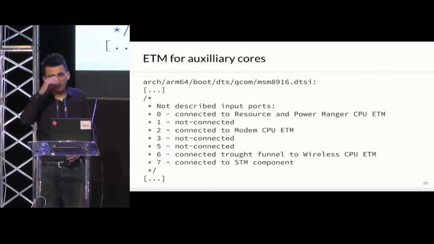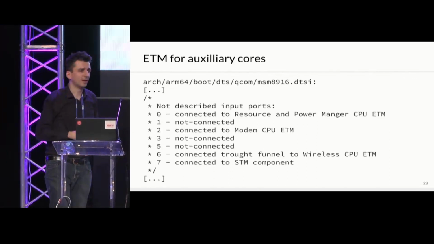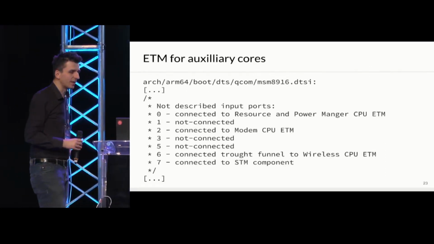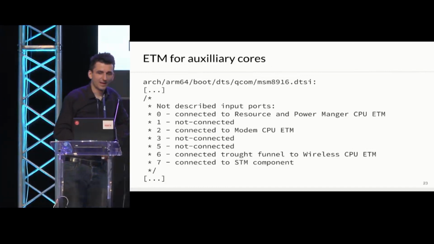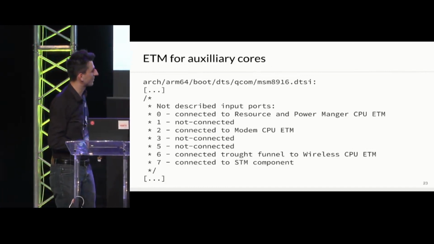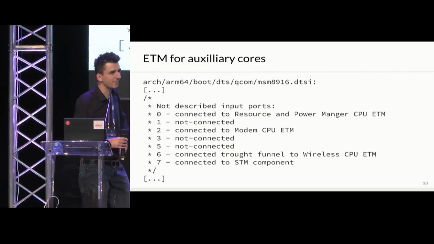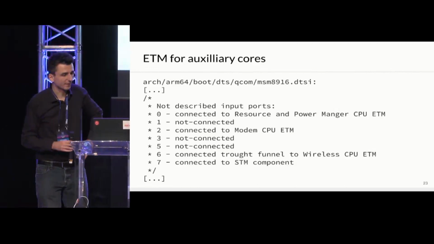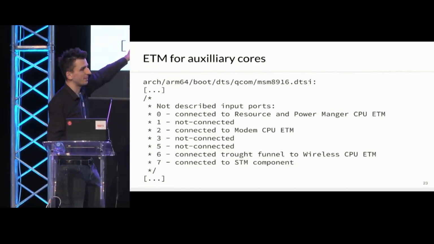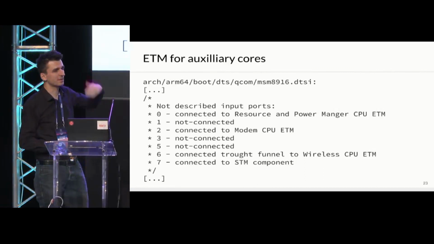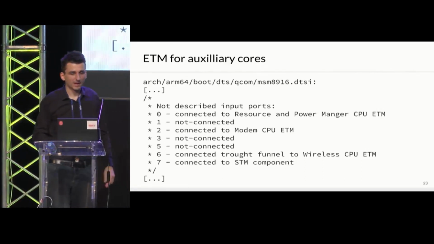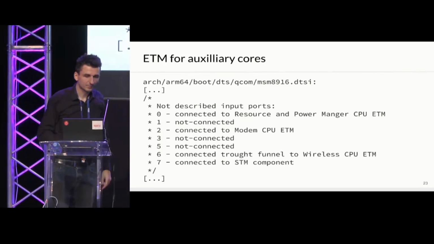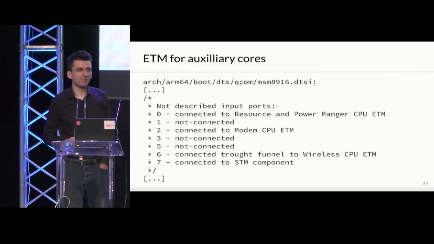So while I was looking at the device tree for the Dragonboard, I noticed that the device tree also talks about ETM that they have for other cores in the SoC. So the first one is the so-called RPM. That's the resource and power manager that's used for bring up. That's not so interesting. But the entry number 2 is ETM for the modem.